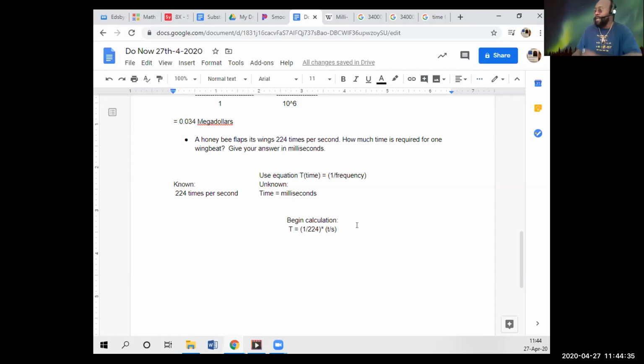You see what I did? I've got 1 divided by 224. That's the calculation, but this is the dimension. And remember what I told you, when you have a fraction in the bottom of a fraction, it flips. It does the reciprocal. Invert. And that's seconds upstairs.